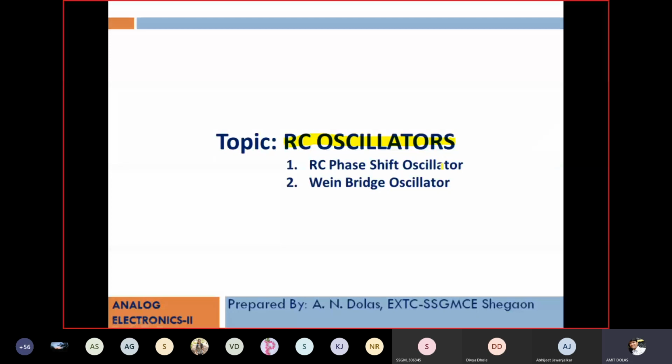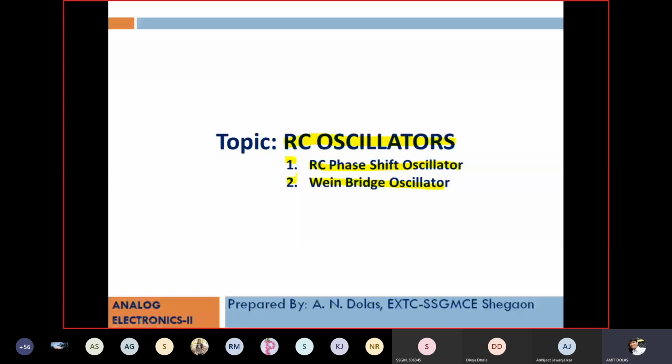out of which you need not worry, you have only two types of oscillators here. One is the RC phase shift oscillator and another is the Wien bridge oscillator. Both the oscillators, oscillator type 1 and oscillator type 2, come under RC oscillator because we are using R and C, that is, resistance and capacitance components, to design such kinds of oscillators. The remaining ones, which are not in the syllabus, like Hartley and Colpitts, use L and C, that is, inductor and capacitor, but they are not in your syllabus.